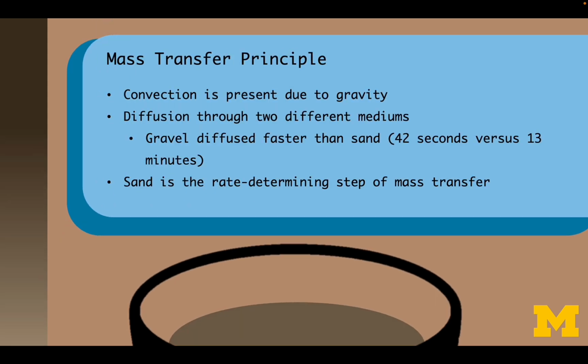The mass transfer principles driving our project have to do with diffusion and convection. Convection in this case is due to gravity, which is basically where water is being poured through the filter and it's not falling by itself. It's falling due to gravity, and that is what we consider convection.